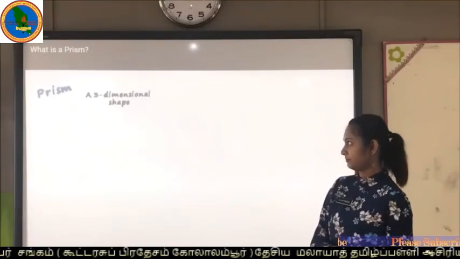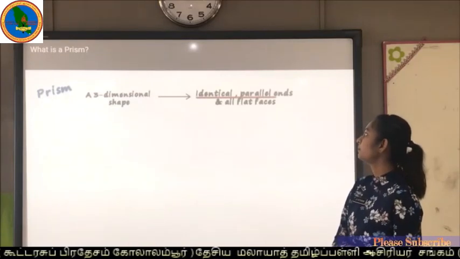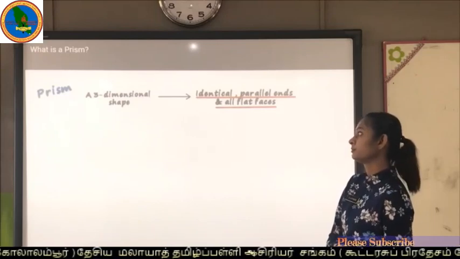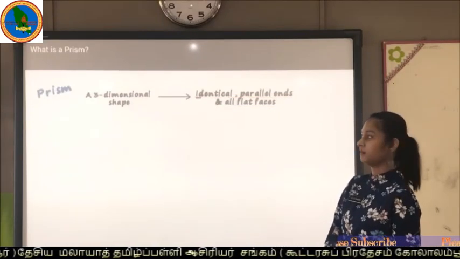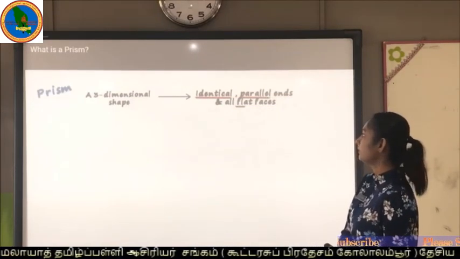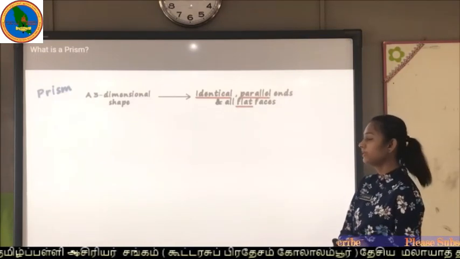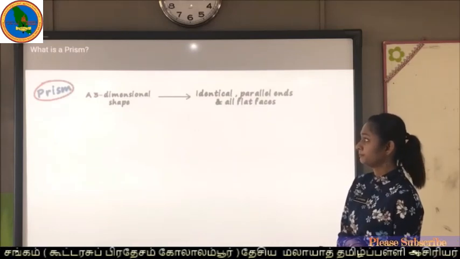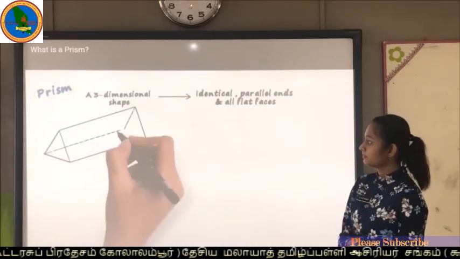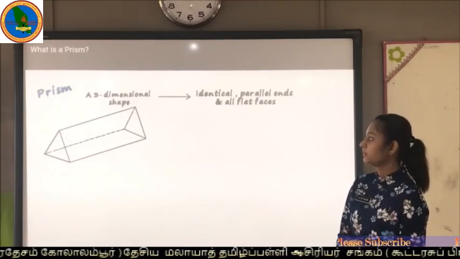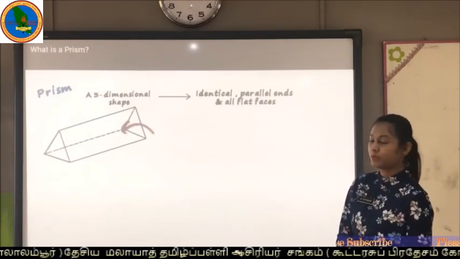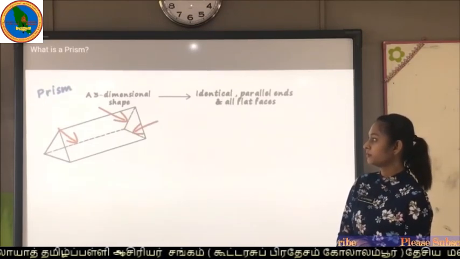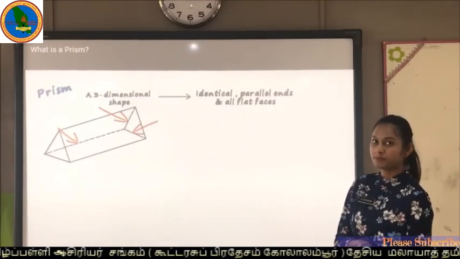It's a three-dimensional shape that has identical parallel ends and all flat surfaces. Well, it's the most confusing definition ever. Identical, parallel ends and all flat surfaces. Too many things. Let's forget it. Look at this 3D figure. The most important thing in this topic is visualizing the shapes. Filled-in lines are visible and dotted lines are hidden, because those lines cannot be seen from this view.